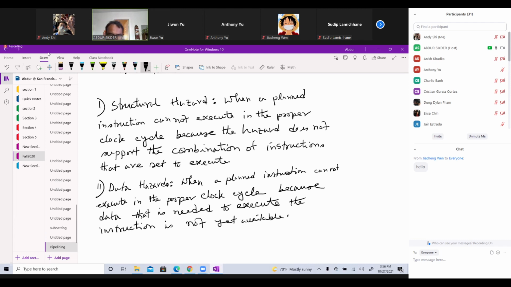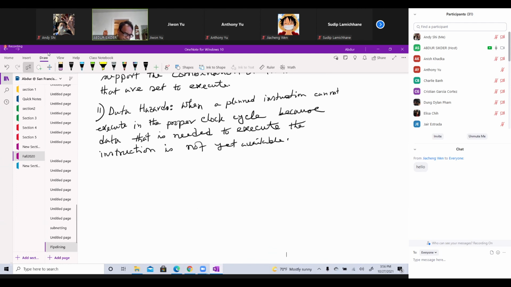When a planned instruction cannot execute in the proper clock cycle because data that is needed to execute the instruction is not yet available. It's not there. So it's looking for data, but it's not there. So that hazard is data hazard. For example, if you want to do a multiplication, of course you need two operands. One operand is there, another operand is not there, so you cannot do the multiplication. So you have to wait for that other operand to come in to the pipeline.